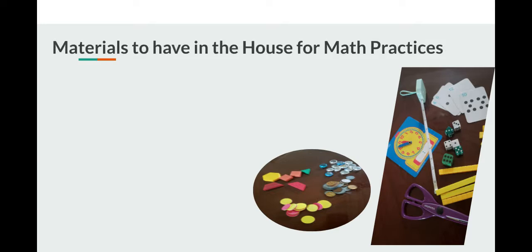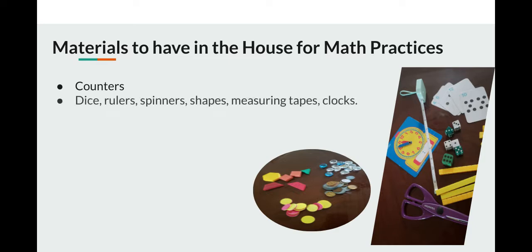Materials to have in the house for math practices. Many parents have asked me, what do they need to have to prepare for the math lessons? The answer is easy. You can use about any or everything in the house. For counting purposes, you can use any kind of counters that could be coins, sugar cubes, marbles, buttons, cubes, blocks, candy, etc. It's a good idea to have dice, rulers, spinners, shapes, could be 3D or 2D shapes, measuring tapes, and clocks in the house because you can build concept on concept.